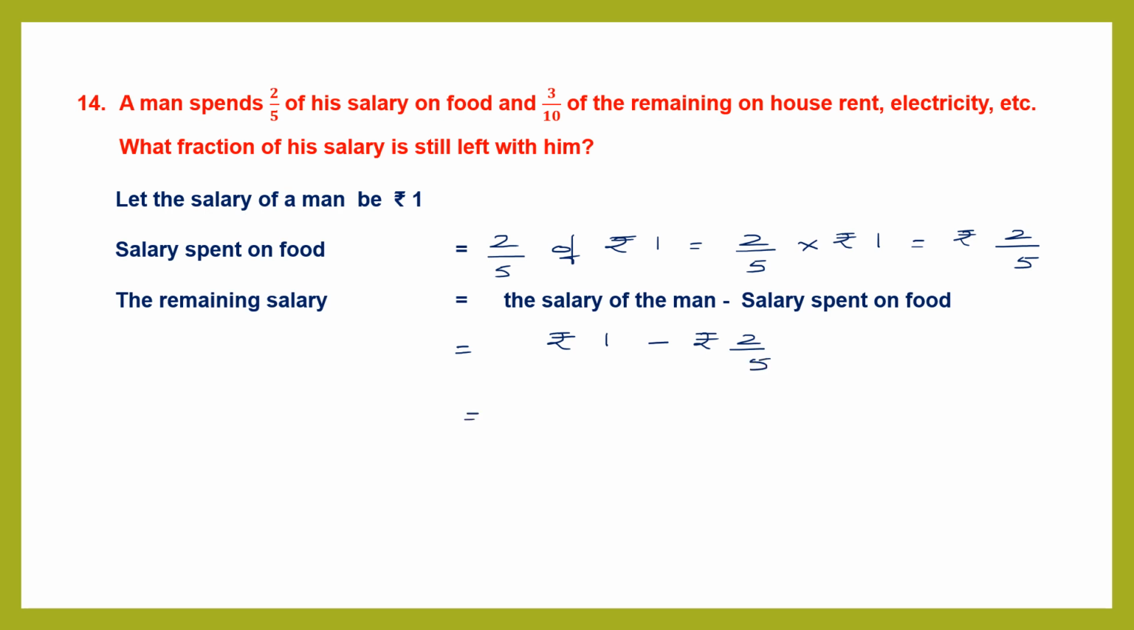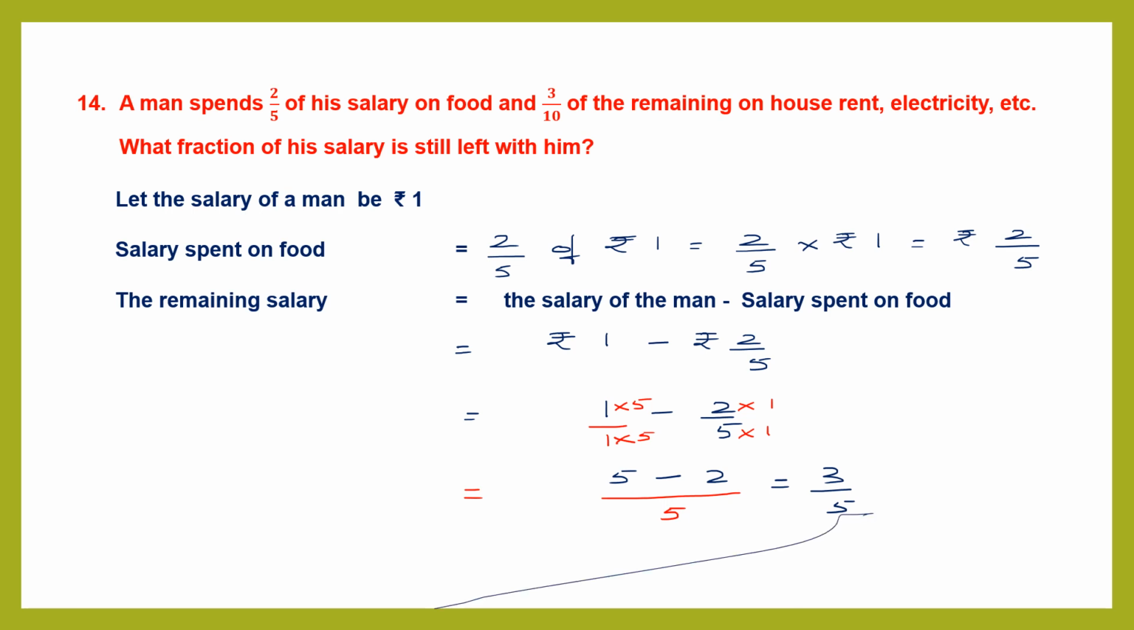So now let's work this out. 1 minus 2 by 5. The denominator here will be 1. So our LCM here is going to be 5. So the LCM is 5. Here we have 1 into 5 is 5. So multiply this also by 5. So that becomes 5 minus, the next one is 5 ones are 5. So 2 ones are 2. So 5 minus 2 is 3. 3 by 5. So this is the remaining salary. 3/5. So 3/5 is the remaining salary.